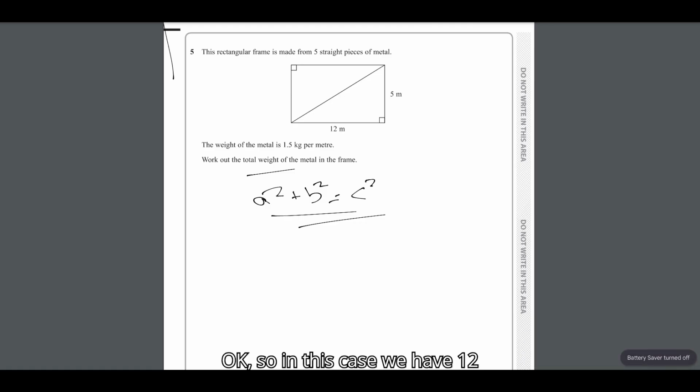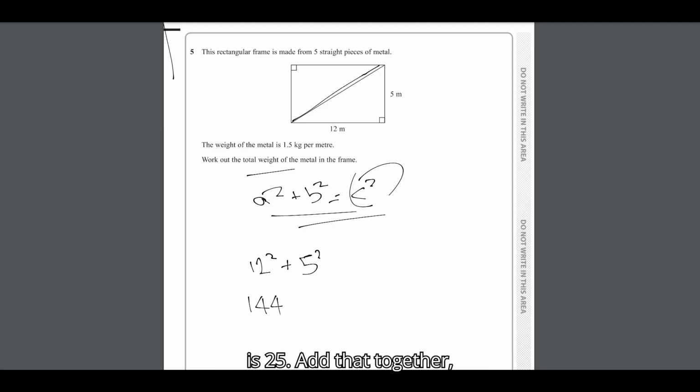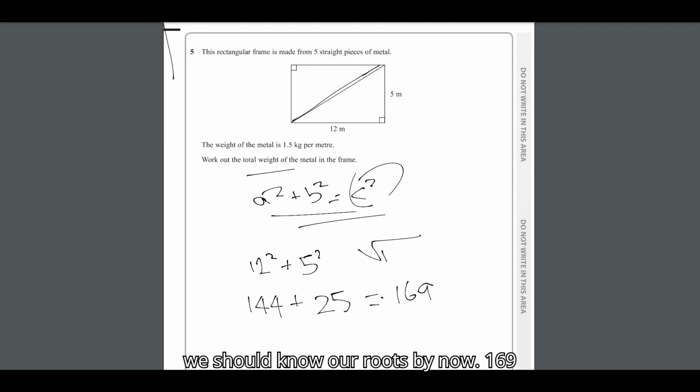Okay, so in this case we have 12 and 5, I believe. So let's say 12 is a, and b is 5. It doesn't matter either way. You can choose. However, the hypotenuse would always be the c squared value, so never confuse that with anything else. So 12 squared is 144. 5 squared is 25. Add that together, that gives you 169. So we should know our roots by now. 169 rooted is equal to 13. And that's the value of this, 13 meters.